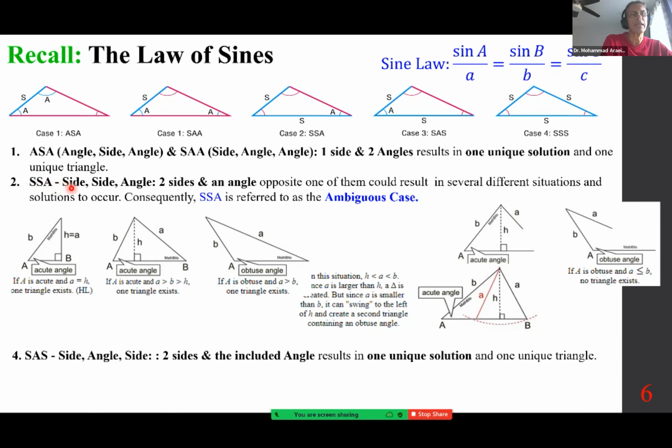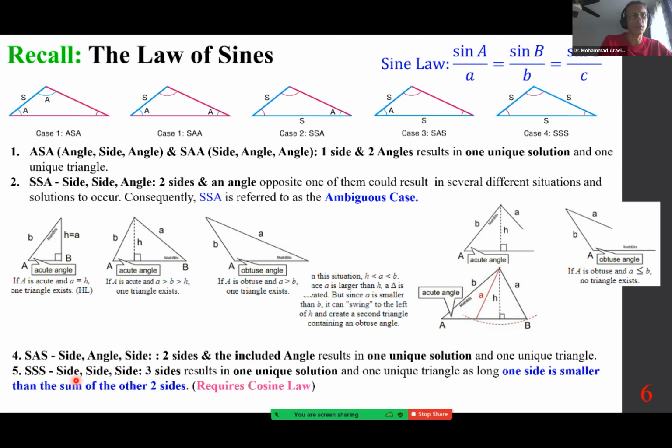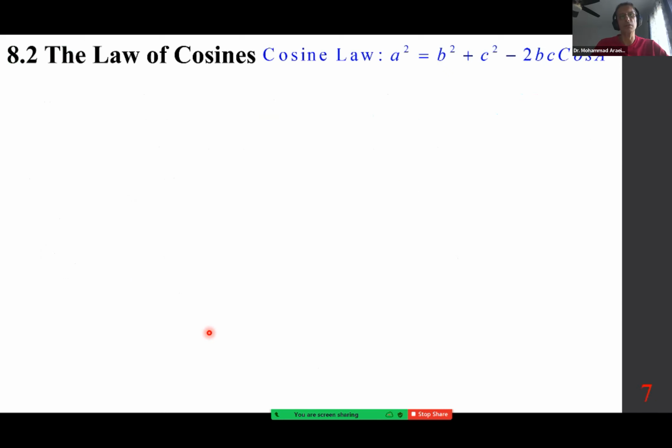We have SSA, which has two sides and an angle opposite one of them, which is known as an ambiguous case. And now we're going to get to SAS, side, angle, side, that has a unique solution. And all sides, SSS, as long as no side is larger than or equal to the sum of the other two sides.